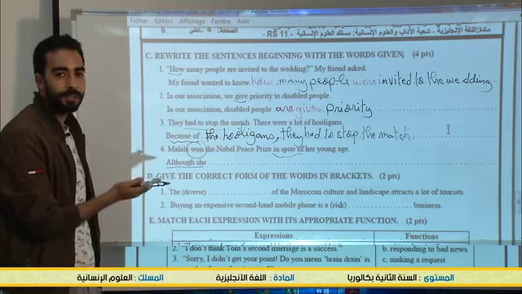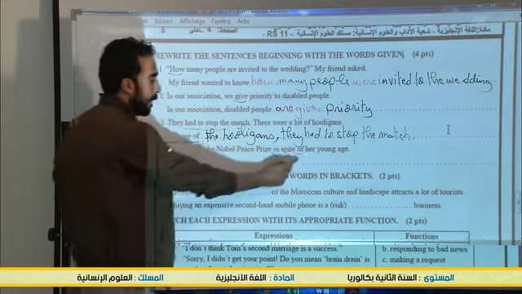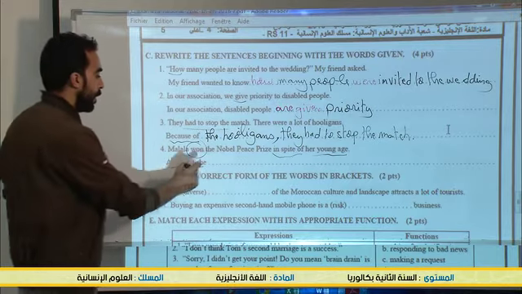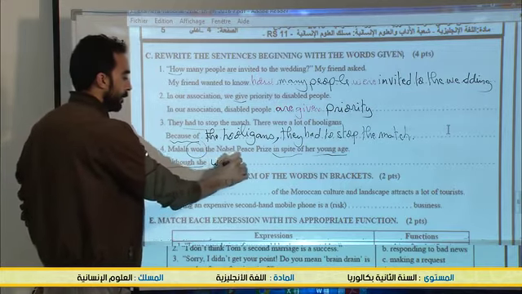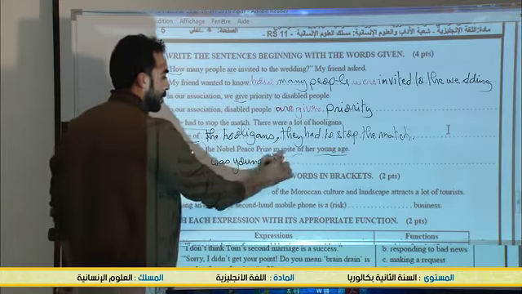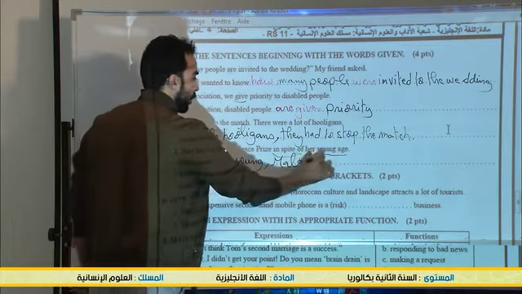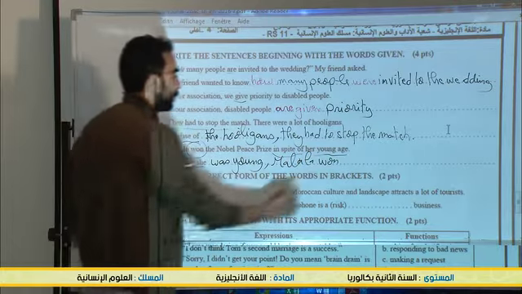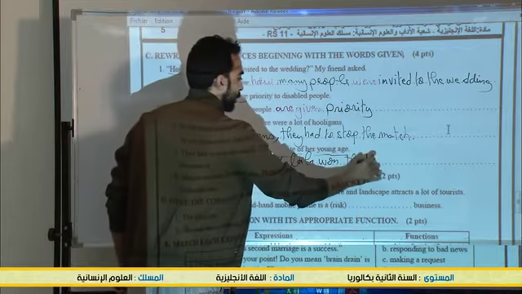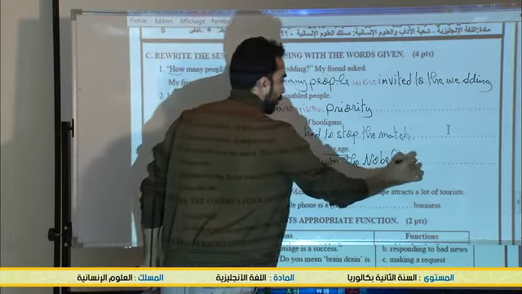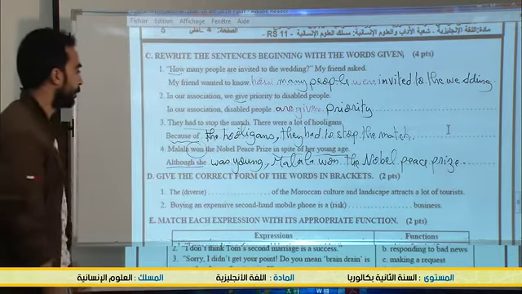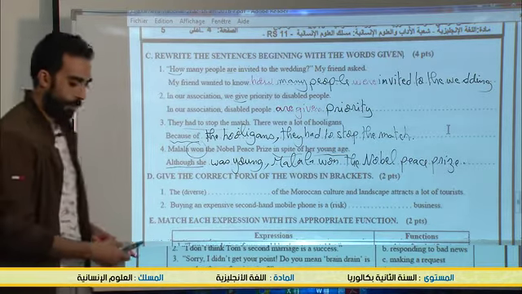So what is the concession here? What is the concession in this sentence? Of course, it is young age, her young age. So we start with this concession. So although she was young, comma, Malala, then we write Malala won the Nobel Peace Prize. Good. Okay.